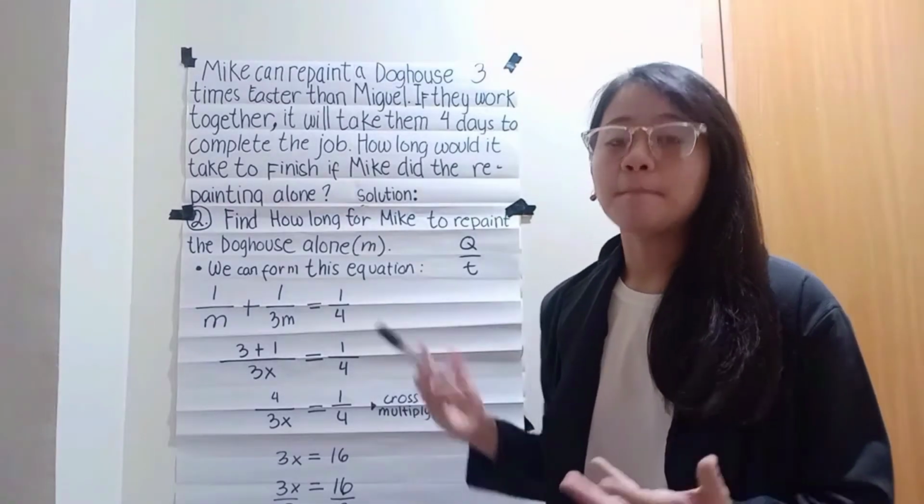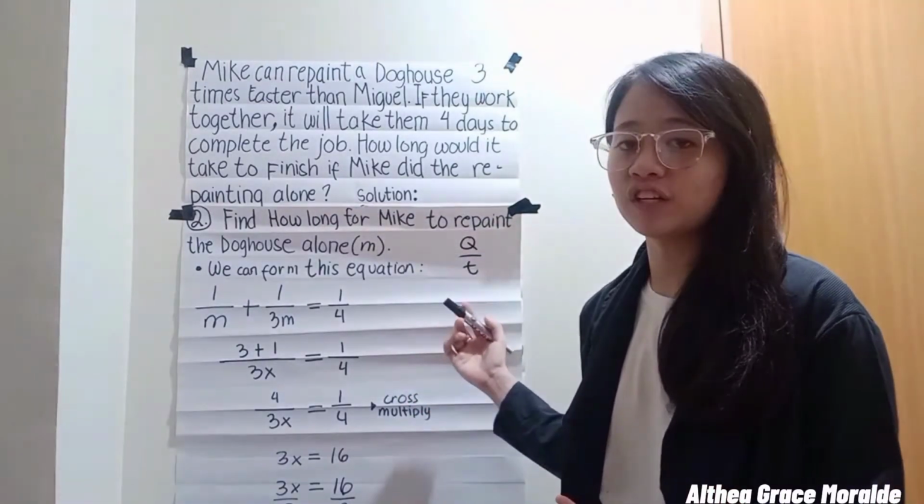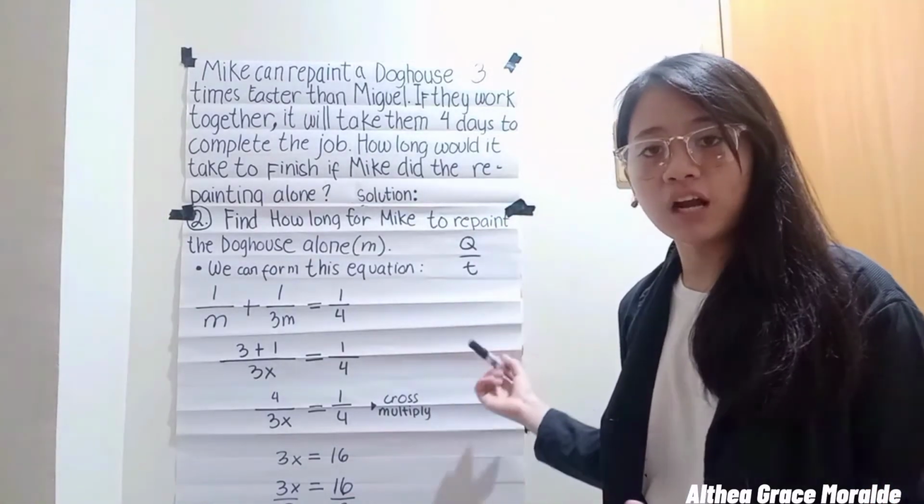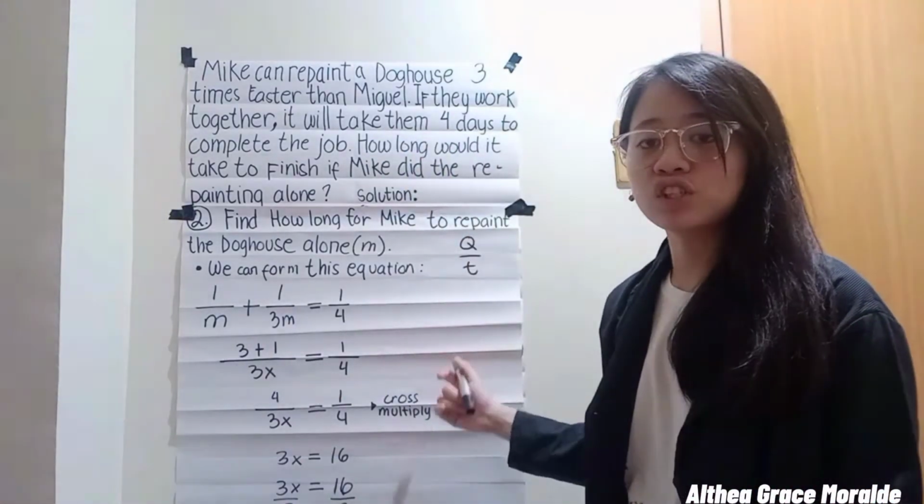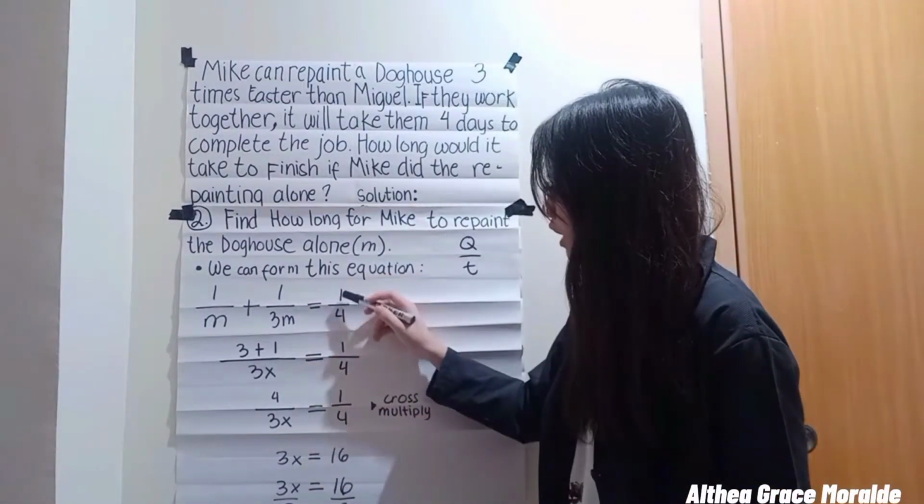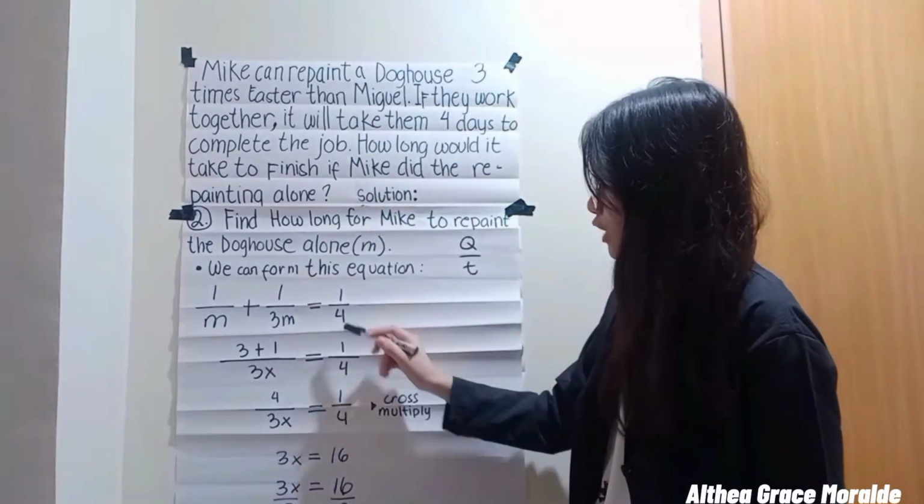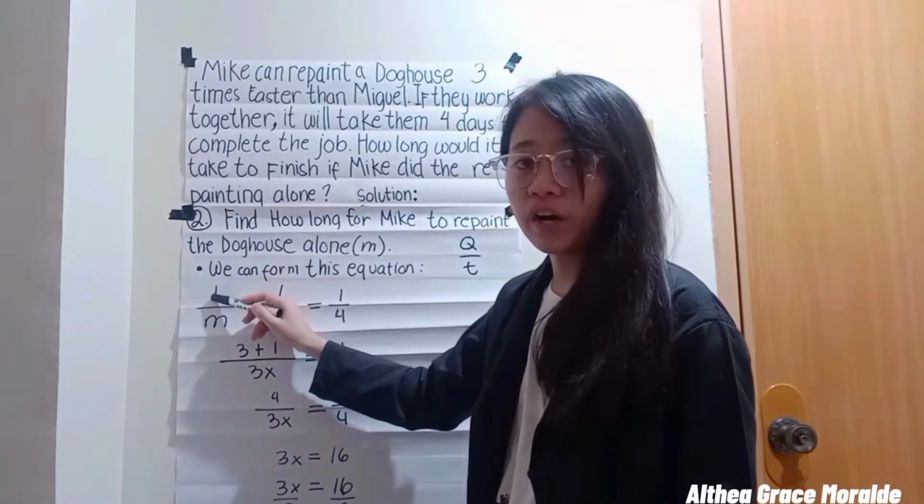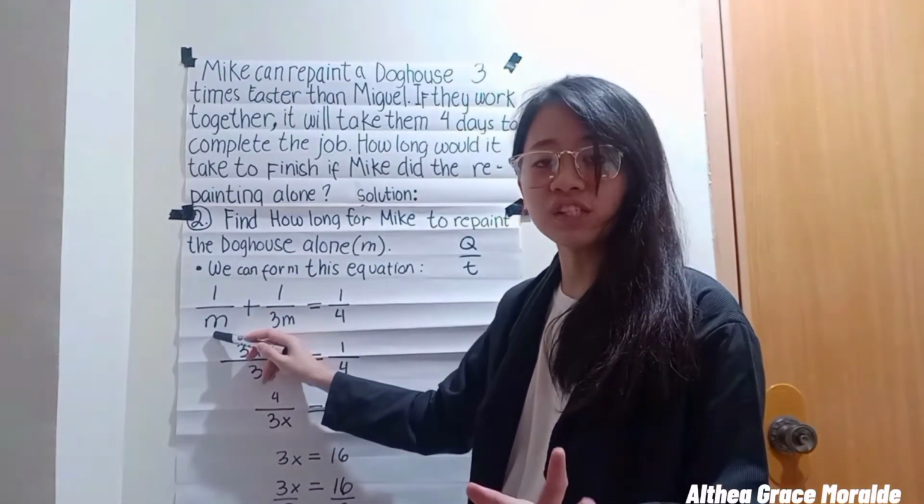For problem number 8, what is asked is how much time it would take for Mike to finish the painting job alone. Now for us to solve this problem, we're going to use quantity over time to determine how much work and time Mike and Miguel exert to finish their painting job in 4 days. So as we can see here, one work, which is their painting job, is equal to 4 days.